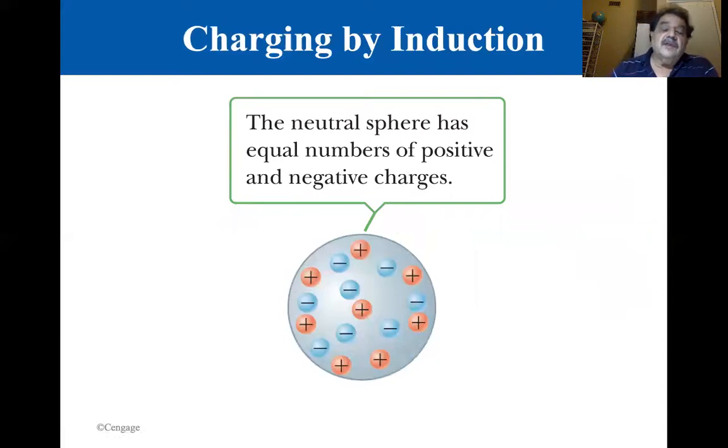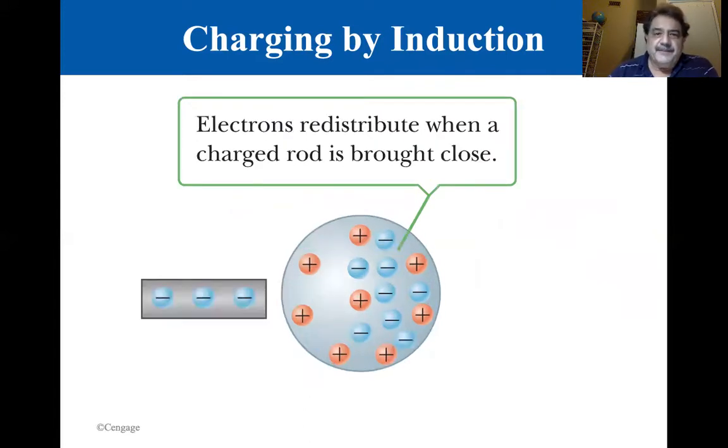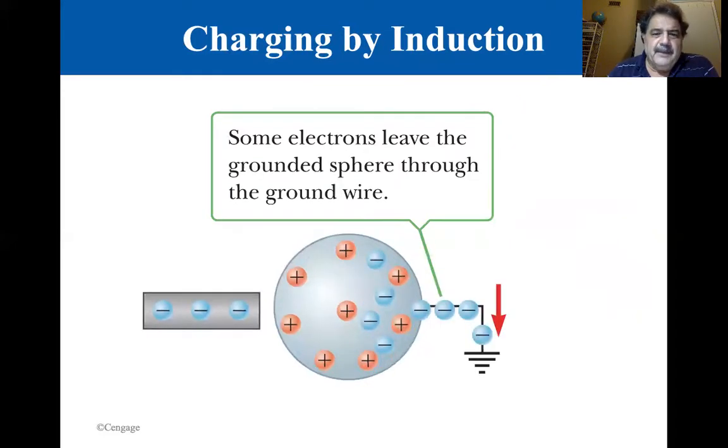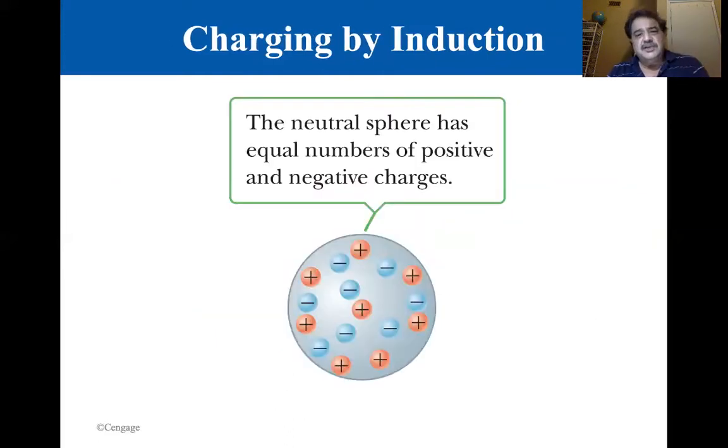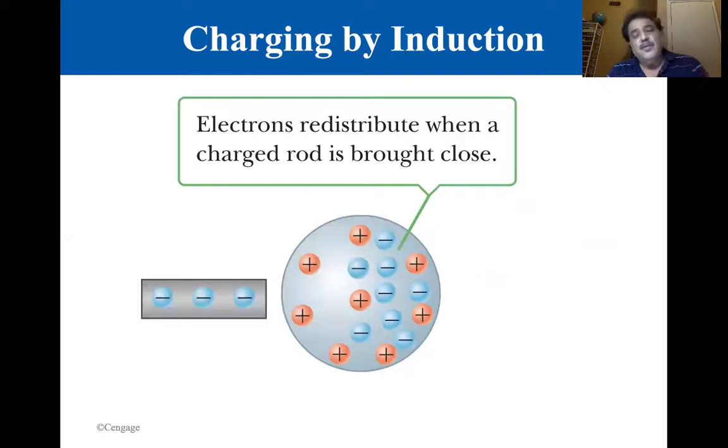Okay, the neutral sphere has equal numbers of positive and negative charges. Electrons redistribute when the charged rod is brought close. Oh, I'm sorry, this is charged by induction. The last one was charged by conduction. This is charged by induction, meaning that we're not really going to touch the sphere. There's an equal number of positives and negatives. We bring a negatively charged rod nearby, and you can see the same thing happens. The positives are attracted to the negative rod, and the negative particles are pushed away.